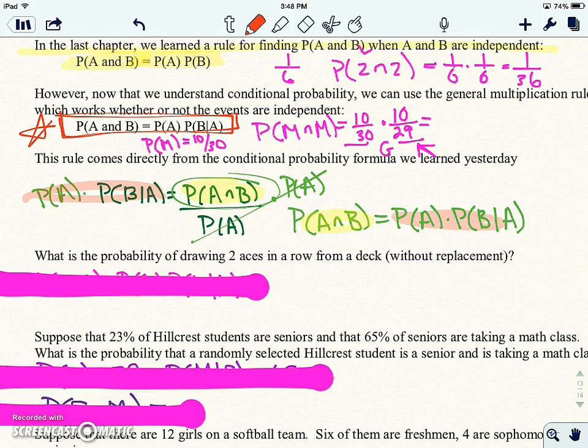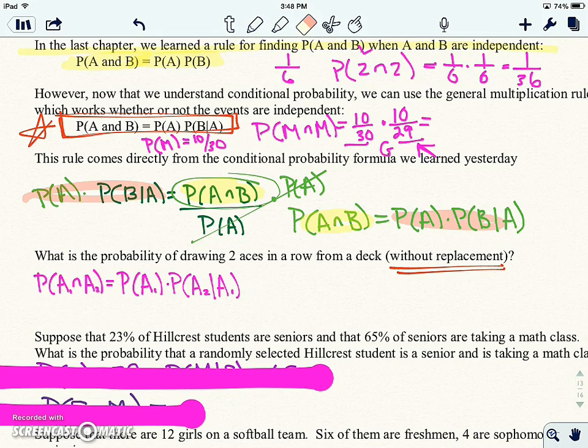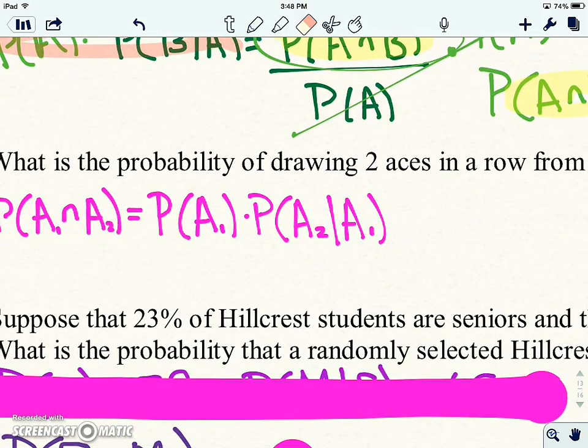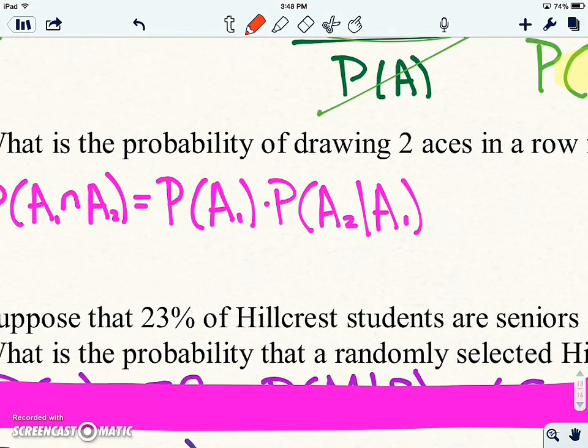Let's do some examples. What is the probability of drawing 2 aces in a row from a deck without replacement? That's why this is important, because with replacement, they'd be independent. That's the probability of getting an ace and an ace, or ace 1 and ace 2. So we're going to use my formula, and that's just the probability of getting ace 1. So there are 4 aces out of 52 cards. Now it says, assuming that you got an ace the first time, which means there are only 3 aces left and 51 cards left, what's the probability of getting another ace?